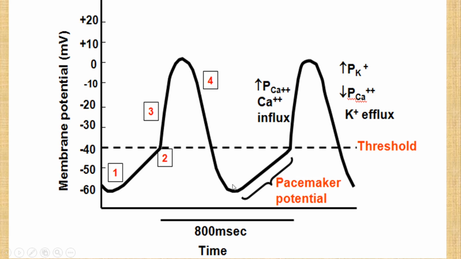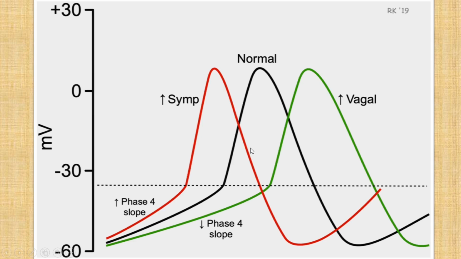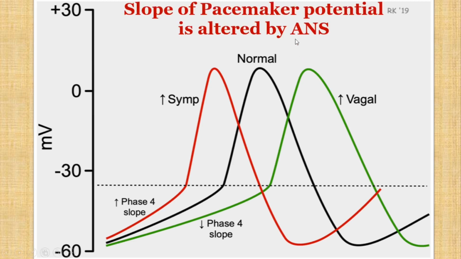This slope of the pacemaker potential is altered by many factors. One factor is the role of the autonomic nervous system. Here the sympathetic nervous system and the parasympathetic nervous system, both branches of the autonomic nervous system, supply the heart. Sympathetic nerve fibers originate from the T1 to T5 thoracic segments, and the parasympathetic supply to the heart is through the vagus, the 10th cranial nerve.